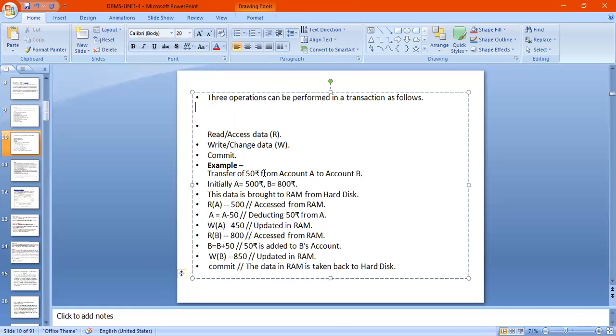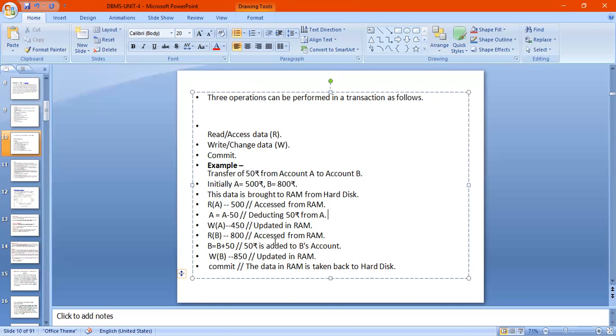Example, transaction of 50 rupees from account A to B. Initially, A is 500, B is 800. This data is brought to RAM from the hard disk. So, read of A, access from RAM. Next, deduct 50 rupees from A. So, A is having how much? 500 minus 50. Then the write operation updates the RAM to 450.